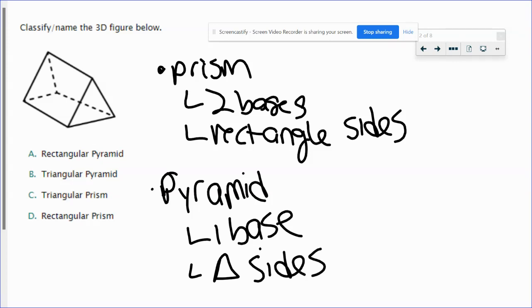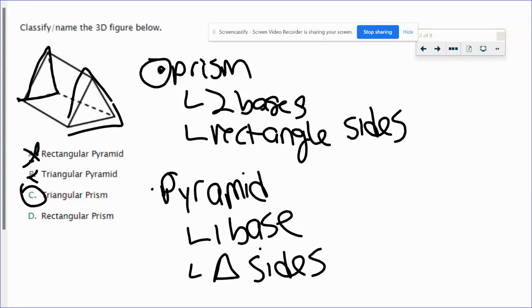And I would say that this is definitely going to be a prism because it does have two triangle bases connected by rectangles. So we are going to eliminate the two pyramid options. And if you guys remember what we just said about pyramids, prisms are also named for the shape of the base. So this would be a triangular prism because it has two triangle bases connected by rectangles. All right, let's keep moving.